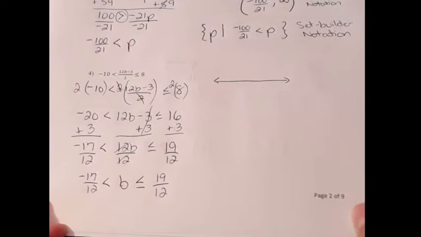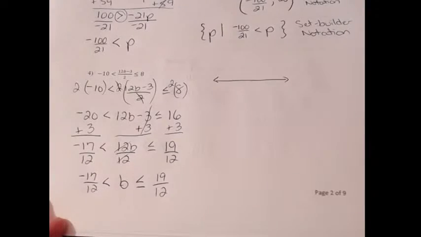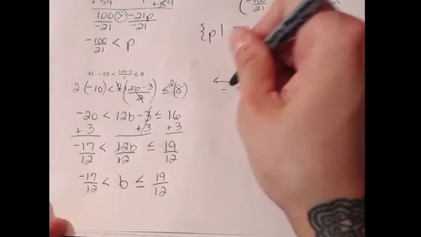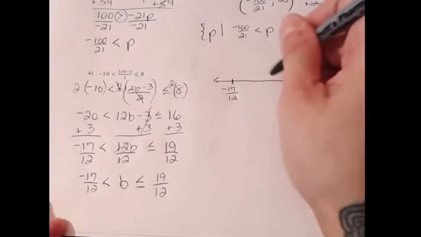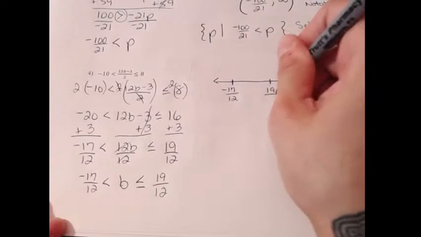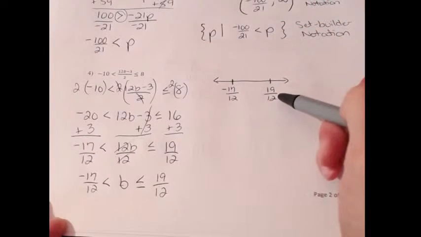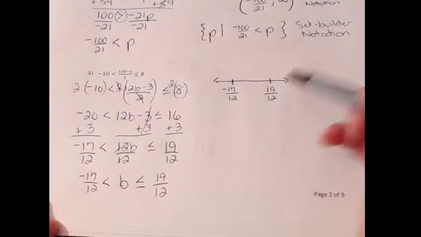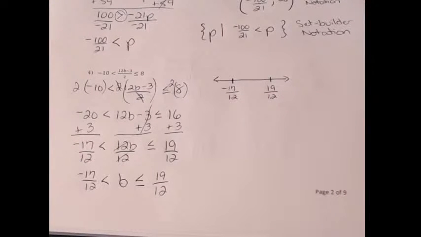This time I have two critical values. On the left, I have a negative 17 over 12, and on the right, I have a 19 over 12, right? This number is smaller than this one. A negative number will always be smaller than a positive number.